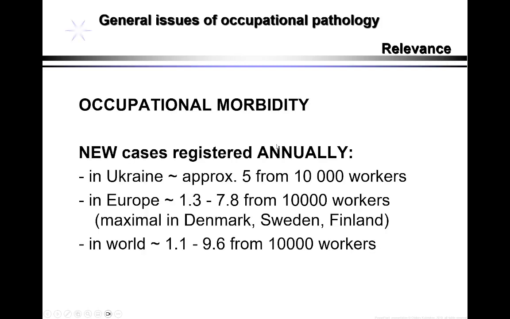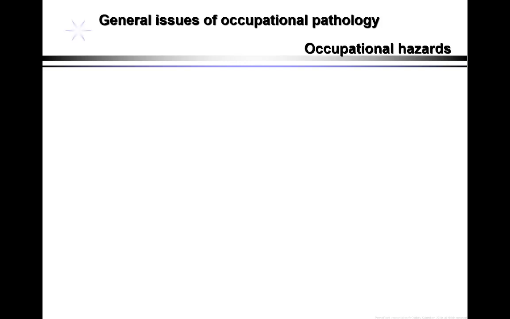The occupational mortality varies greatly in different countries, in different regions, even in some regions of a certain country, from approximately 1 case per 10,000 workers up to approximately 10 cases per 10,000 workers annually. Let's focus now on the classification of occupational hazards.